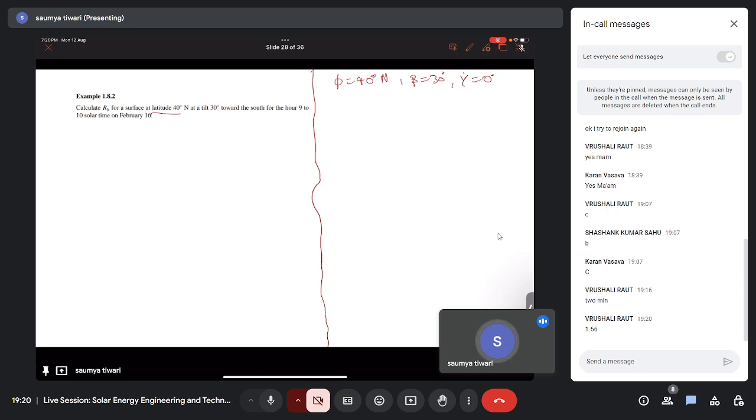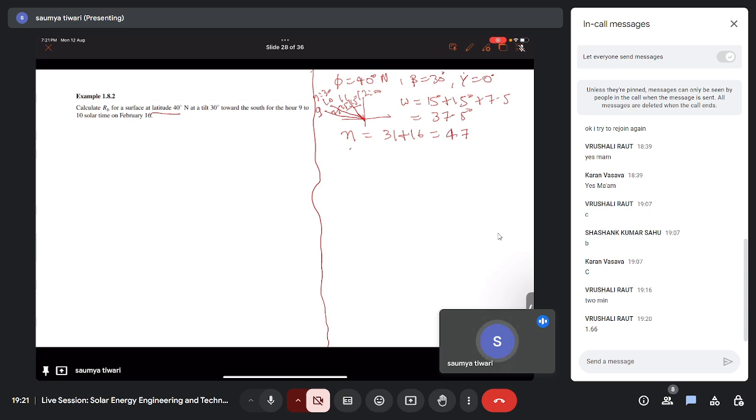If it is 12 or noon, this is 11, this is your 10, and this is your 9. Between 9 and 10 it will be 9:30, right? So omega will be 15 degrees plus 15 degrees plus 7.5, which is equal to 37.5. The day is given as February 16, so n will be 31 plus 16, which is equal to 47.